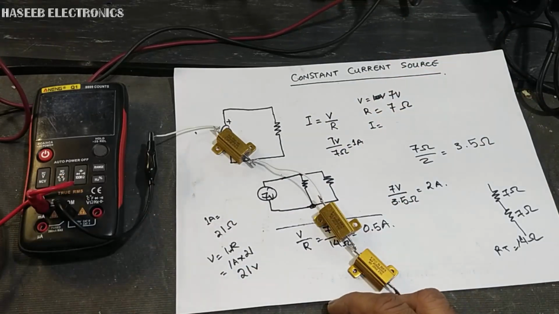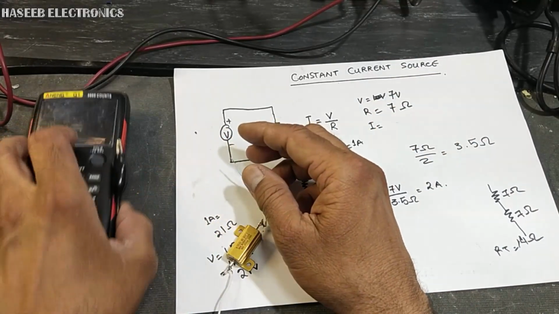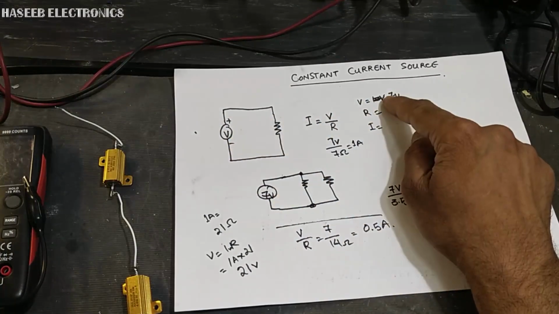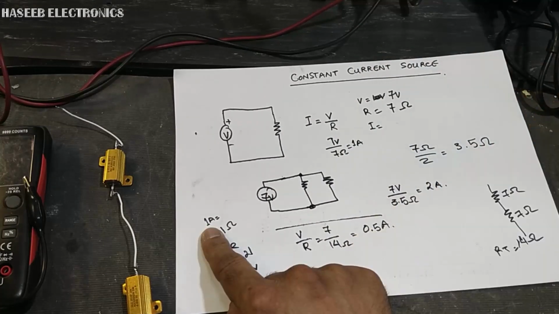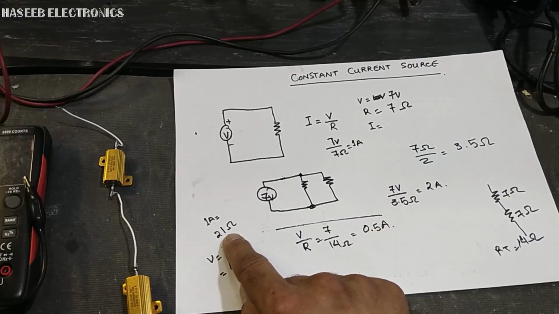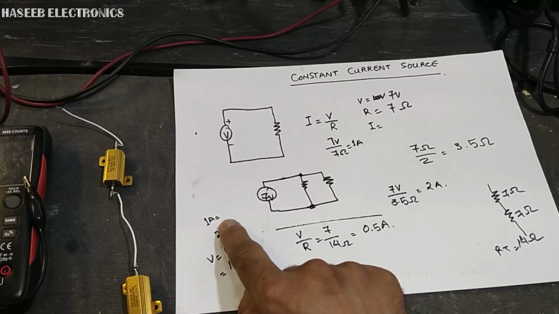So this is a constant current source. A constant current source will always monitor the flowing current and it will adjust its voltage based on Ohm's law, and it will follow this rule. It has to maintain 1 ampere. However much load we connect, it will adjust its voltage to provide 1 ampere.